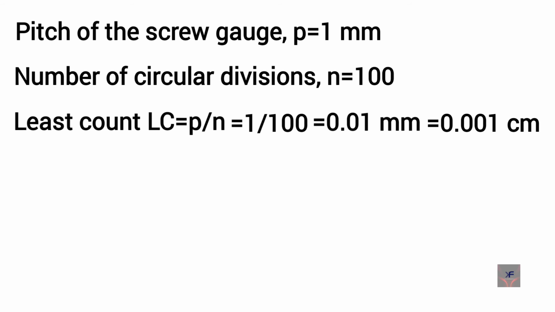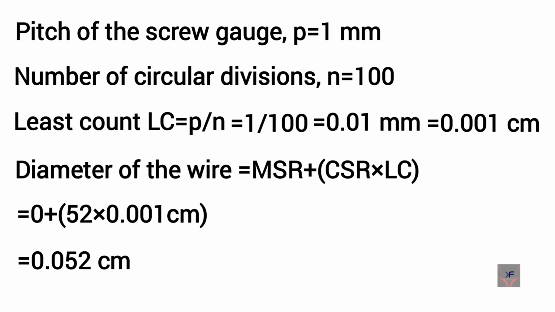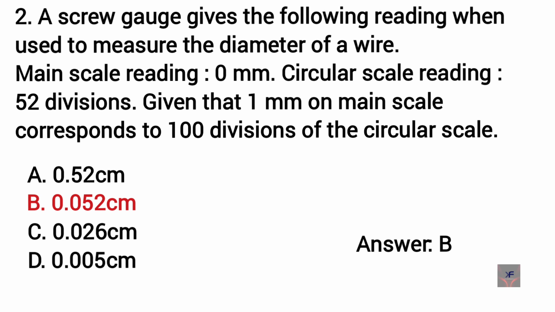0.001 centimeter. Diameter of the wire is equal to main scale reading MSR plus circular scale reading CSR into least count LC, which is equal to 0 plus 52 into 0.001 centimeter. When you solve this, you get 0.052 centimeter. So the correct answer is B.